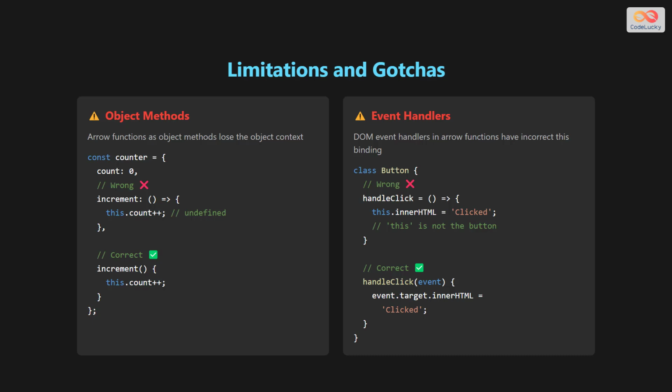Another common mistake is using arrow functions as DOM event handlers. The this value is not what we expect. So it is best to use regular function syntax for such use cases where access to the element is needed, using event.target in this case. Using the this keyword will be incorrect.